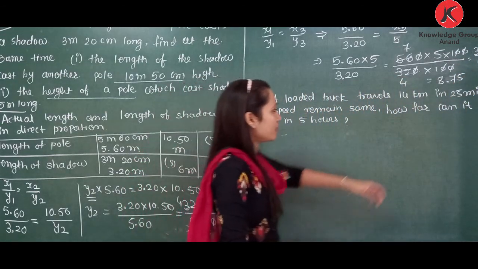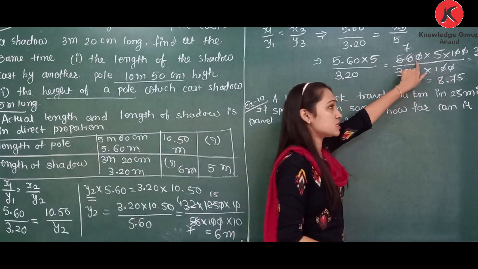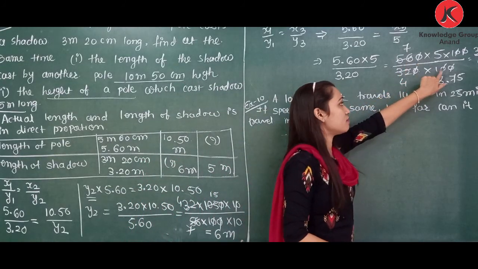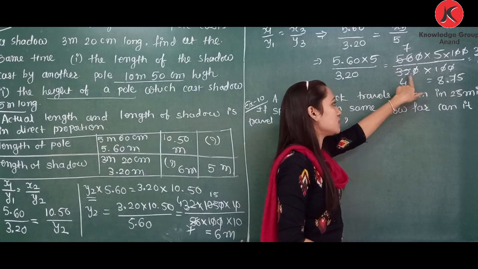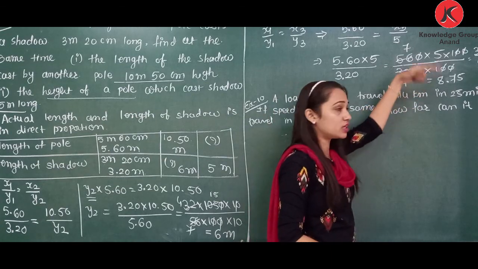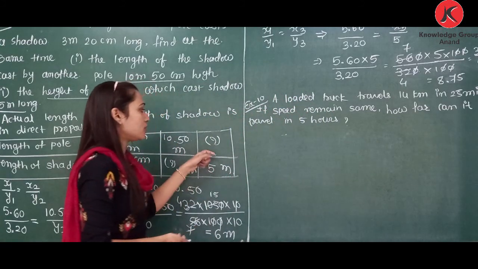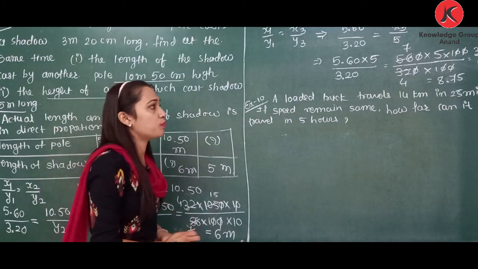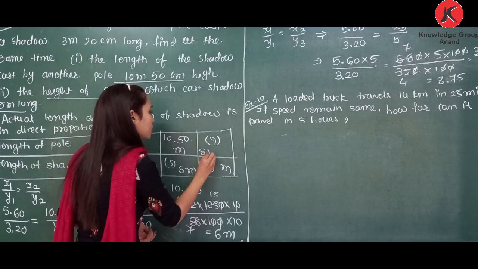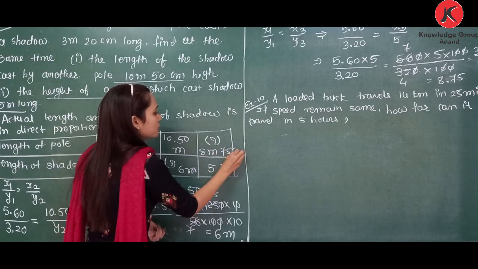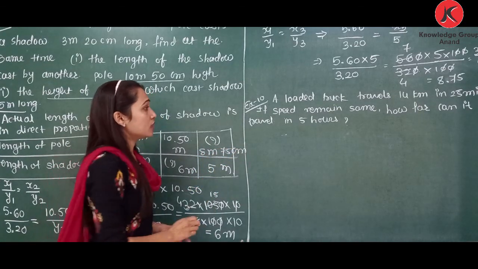Okay. Here why we are writing 100 here? Because 5.60 means 560 divide 100 and 3.20 means 320 divide 100. So that 100 will be in a multiplication. So length or actual length of pole will be 8 meter 75 centimeter. Clear? Now next one.